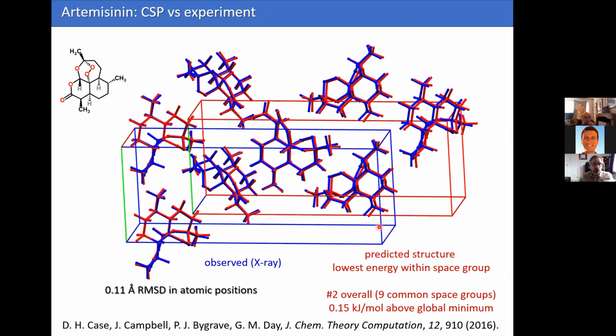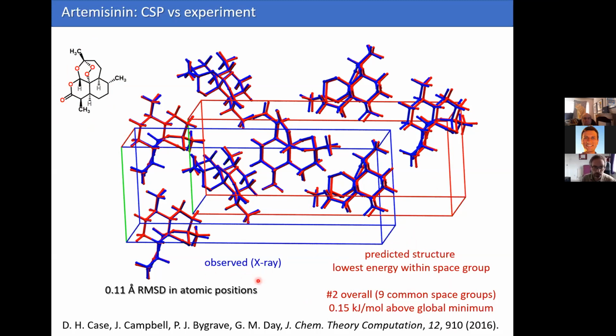I realize I haven't shown actually any crystal structures up until now, really, so I thought I would show one, and this is just to show you what we want in terms of agreement. So here what we have in red, going back to this MACSMIN molecule, which was one of the first ones I was talking about, is the lowest energy structure within that space group, and the second lowest energy structure overall, if we start to sample all common space groups, is the one that's shown in red.